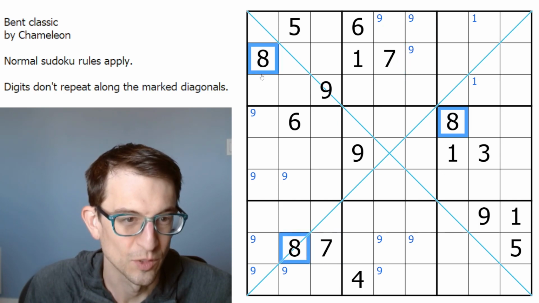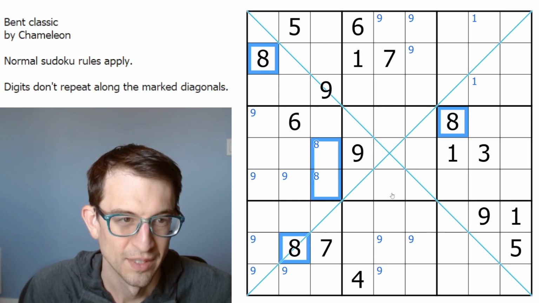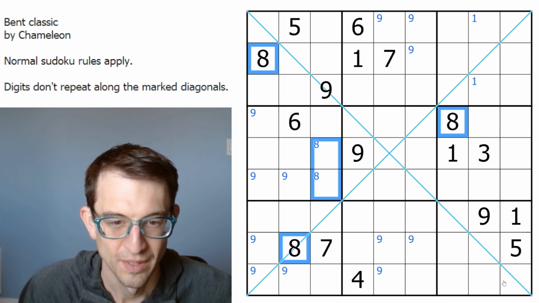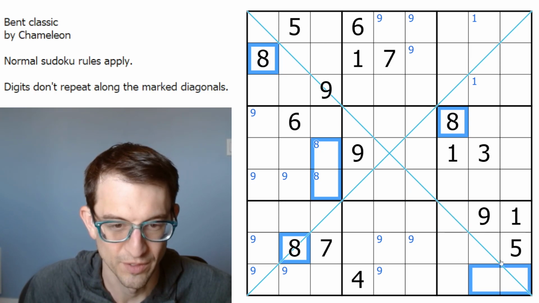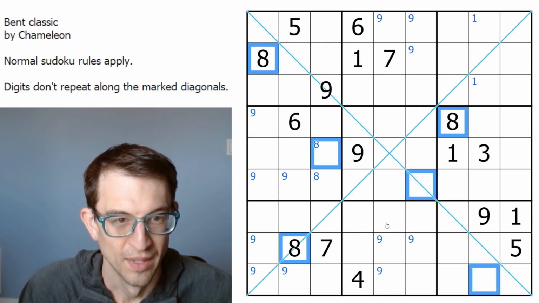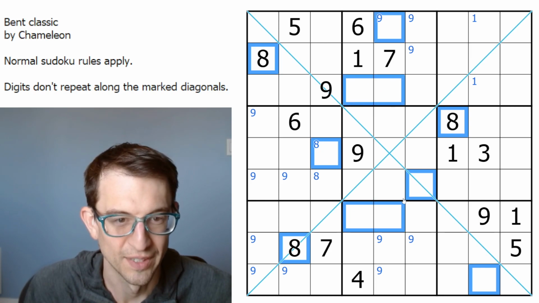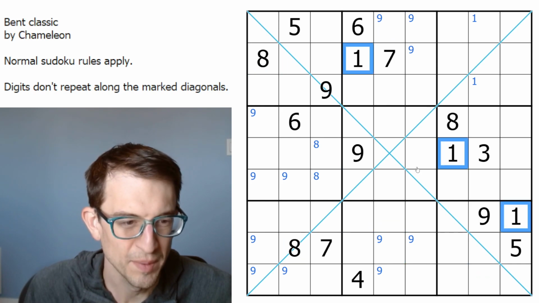3 8s, so where can 8 go? In box 4 and the diagonal, it's one of those 3. I don't know which one. In this box, it's actually one of those 3. That's kind of interesting. So if it's here, it has to be there. And then that doesn't quite get us too far. Let's go back to ones maybe.